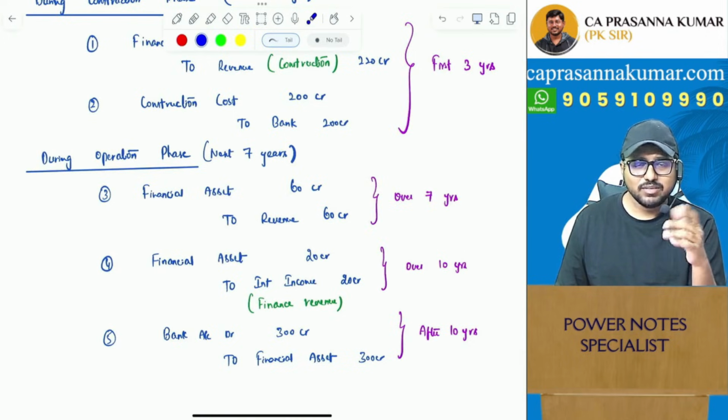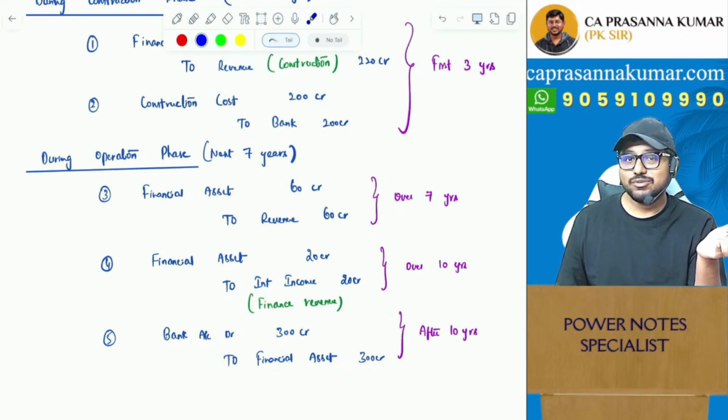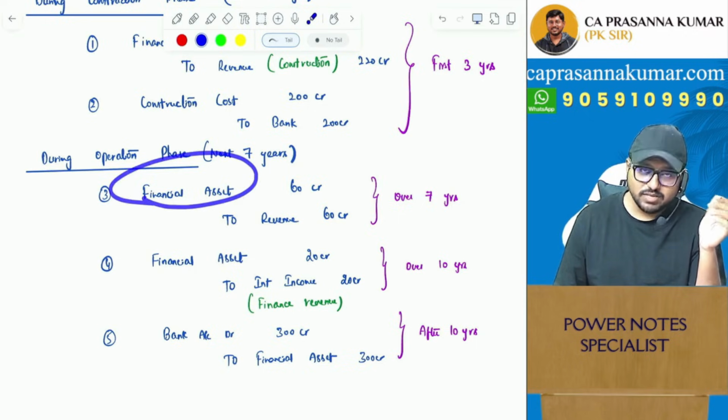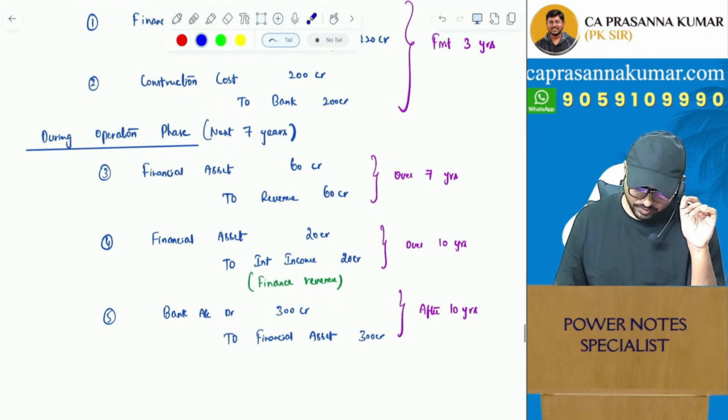You're not getting money. If you've got money already, then the bank account will be debited. But you're about to get money in the future, therefore it is a right to receive money. Therefore, we'll call it a financial asset. Financial asset to revenue, and you'll get it for sure. That's why it is referred to as a financial asset.